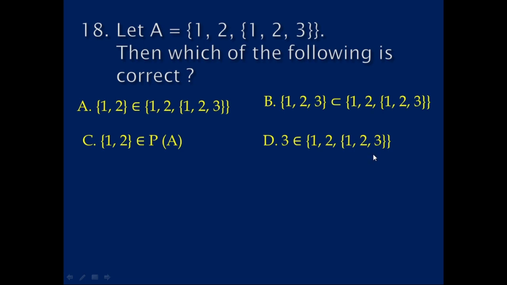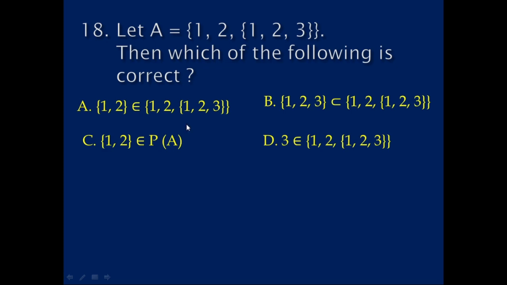Is it clear? 1, 2, and the set {1, 2, 3} is an element of set A. Set {1, 2, 3} is a subset of set A. Set {1, 2} is an element of the power set of A. And part D, 3 is an element of A. Which one is correct? One by one. Here verifying. The option says set {1, 2} is an element of set A. It belongs to set A means it is an element of set A.